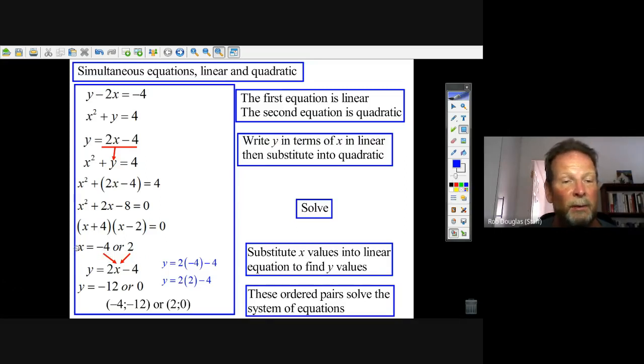We've got these, those are the x values, but hey, we need the y values that go with the x values. If x is minus 4, the way we find out what y is, we just go back to the linear equation and we substitute again. Instead of x, we put minus 4. So we go 2 times minus 4. That's how I get y is minus 12. So minus 4 and minus 12 is the 1 point. It's a solution, one ordered pair. And if we put in 2, 2 times 2 minus 4, 4 minus 4 is 0. So 2 and 0 is the other solution to this system of equations.